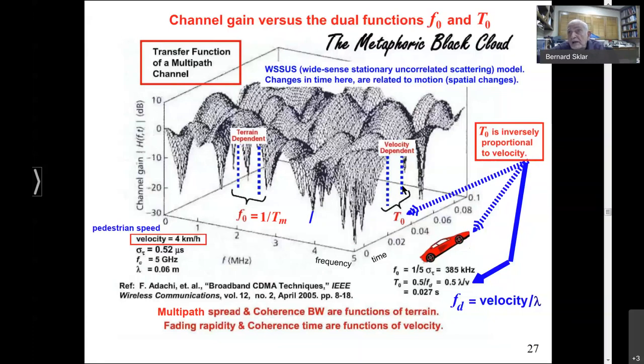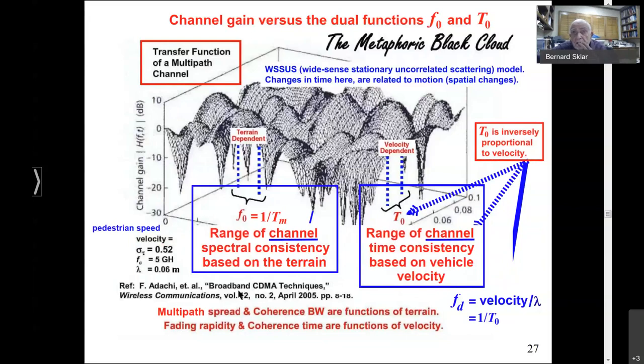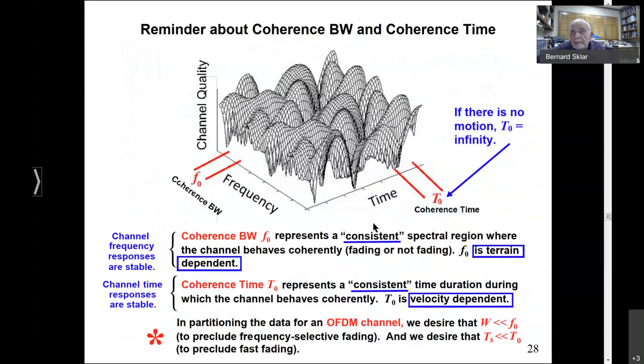But if there's no movement, then T sub zero is infinite. So even though it's a channel parameter, it's dependent on whatever is moving in that signal dispersion, and it typically is your automobile that is moving. So it's a kind of metaphor that there's always a cloud over your head. This here is terrain dependent: it's the range of the channel spectral consistency based on the terrain. And this here is velocity dependent: the range of channel time consistency based on the vehicle velocity. It could be other movement. So if there is no motion, I told you that this is infinity.